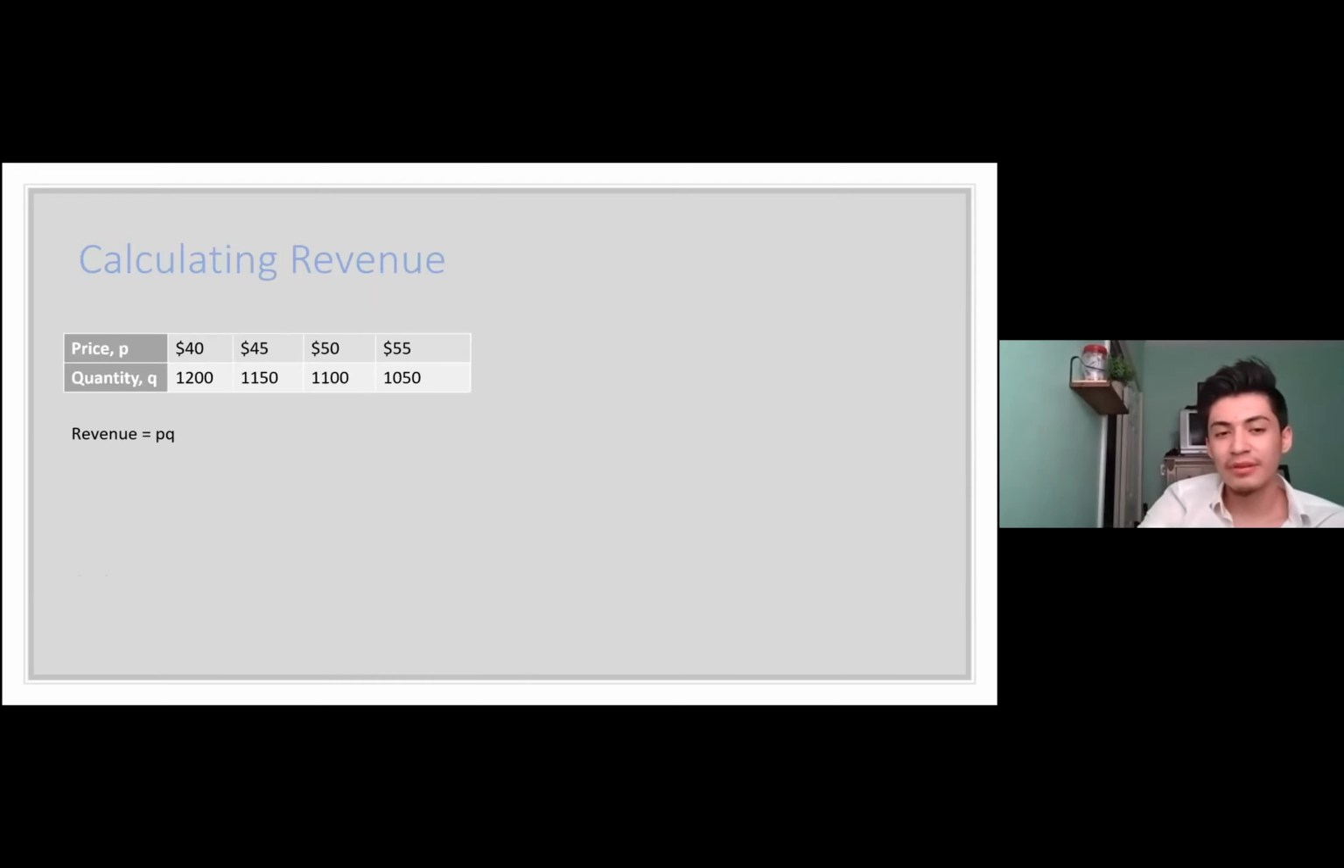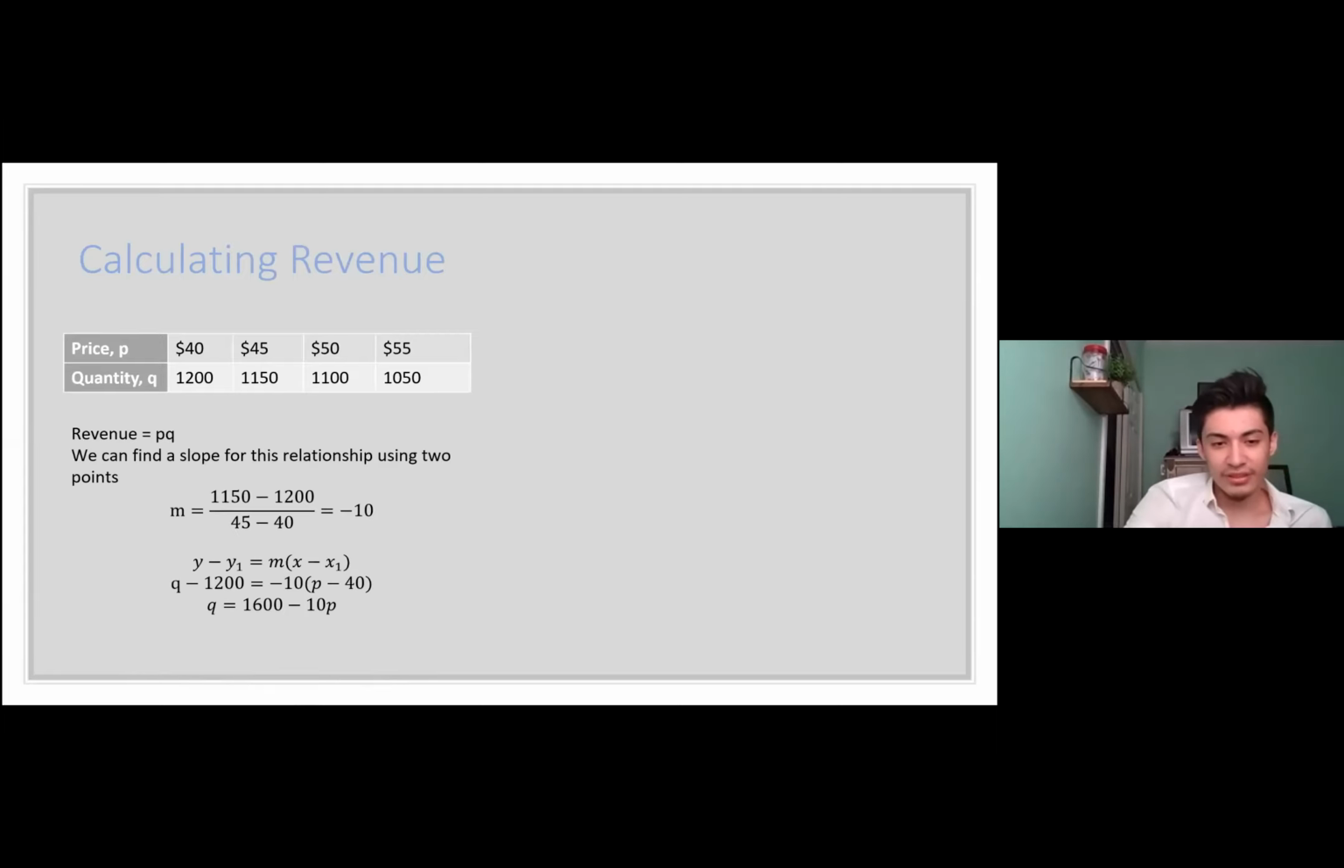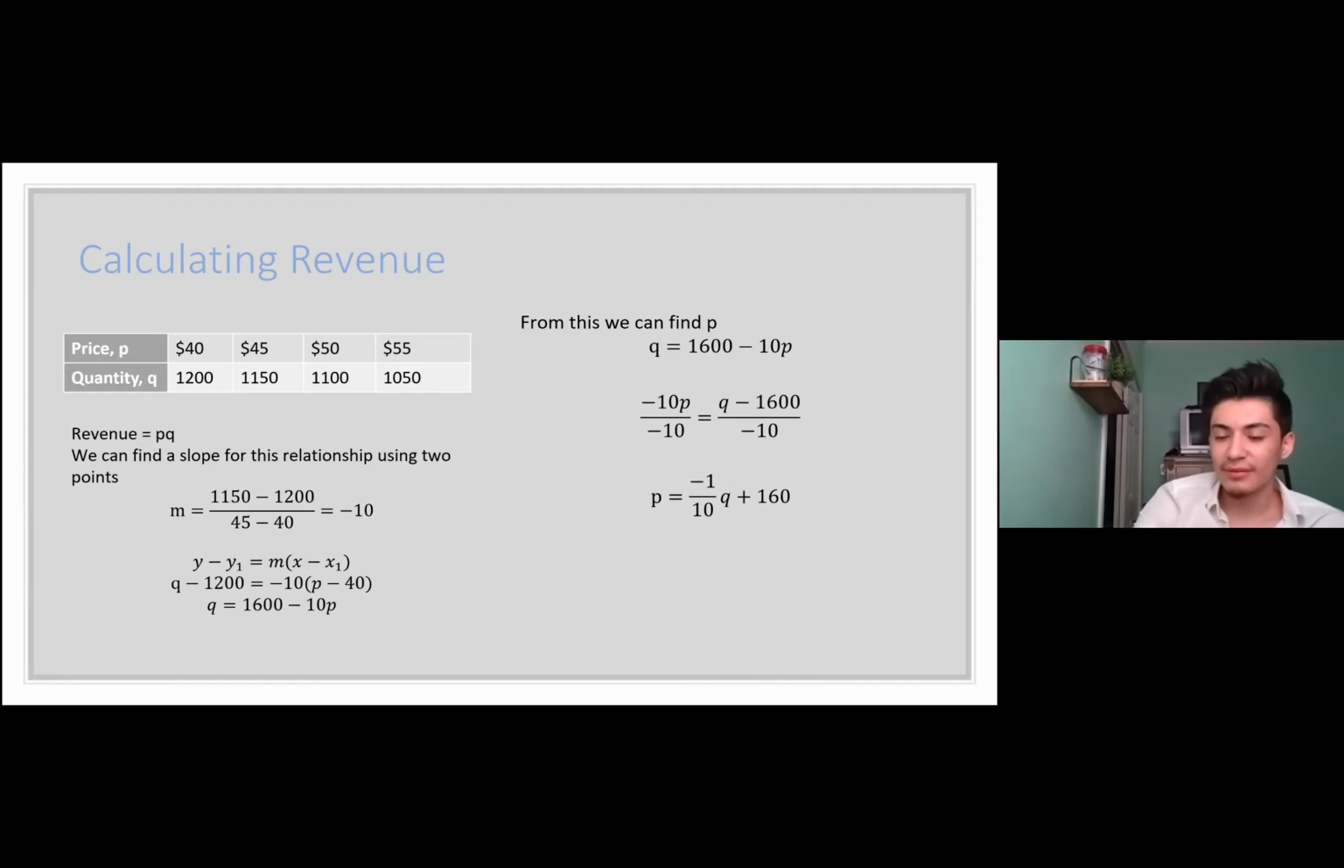In order to find this, we must first calculate our revenue. We can do that by finding a relationship between price and quantity using our slope formula, which is (y2 minus y1) over (x2 minus x1), and we get negative 10. Then we plug that into our point-slope formula, and we get q minus 1200 equals negative 10 times (p minus 40), which simplifies to q equals 1600 minus 10p. From there, we can find the price by solving for p. We subtract the 1600 and then divide by negative 10, and we get price equals negative q over 10 plus 160.